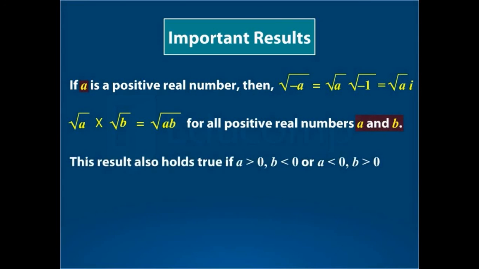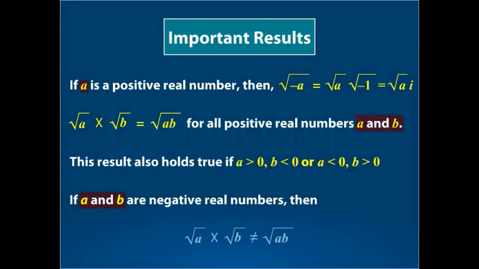This result also holds true if a is greater than 0, b less than 0, or a is less than 0, b is greater than 0. But if a and b both are negative real numbers, then square root a into square root b is not equal to square root of ab.